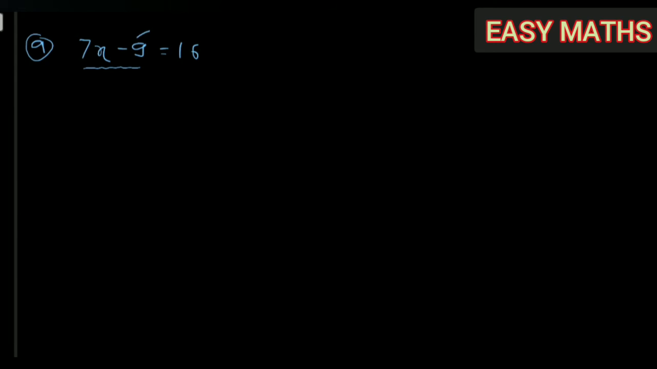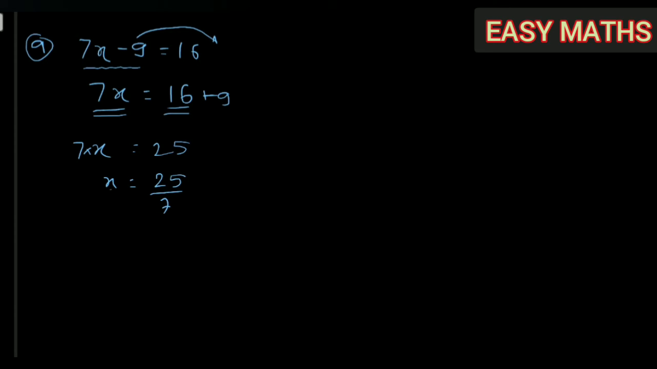So what we do here is we take 9 to the other side. 7x and 16 will remain as they are. They will have the same sign, and this minus 9 will become plus 9 here. It becomes addition, 7x equal to 25, and now there is multiplication between x and 7, so multiplication becomes division. This is the answer we get.